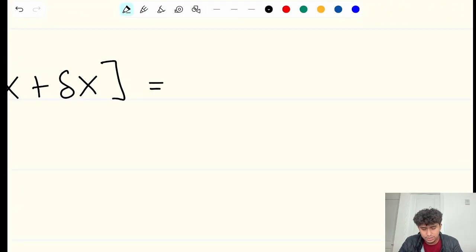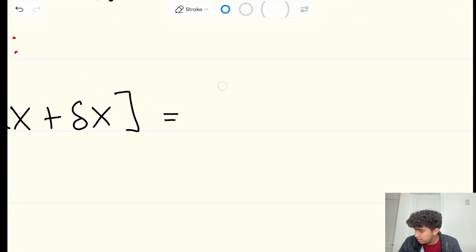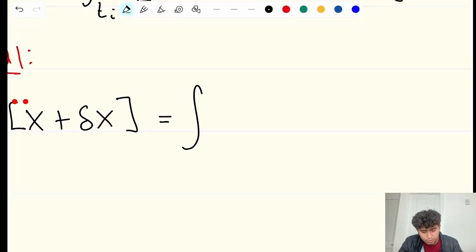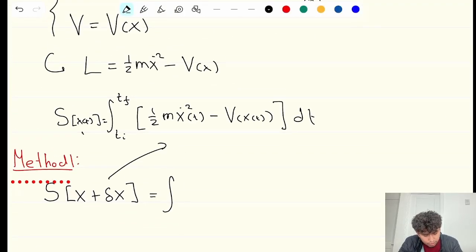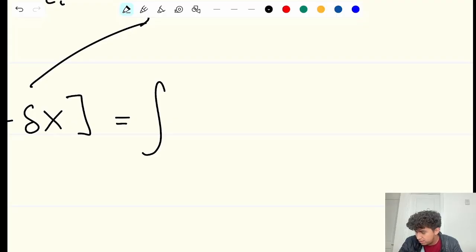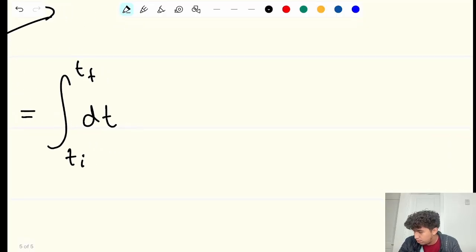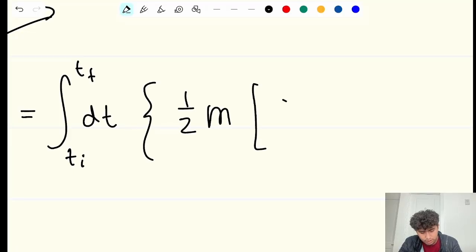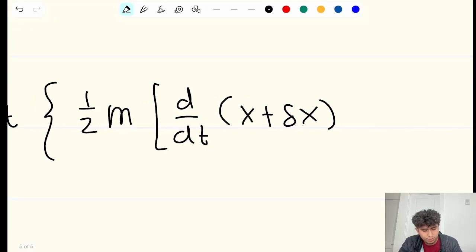And in this case, we're changing by delta x. So instead of x in the formula, we're going to replace it by x plus delta x, and that's going to give you this: half m d/dt of x plus delta x. I'm just replacing.